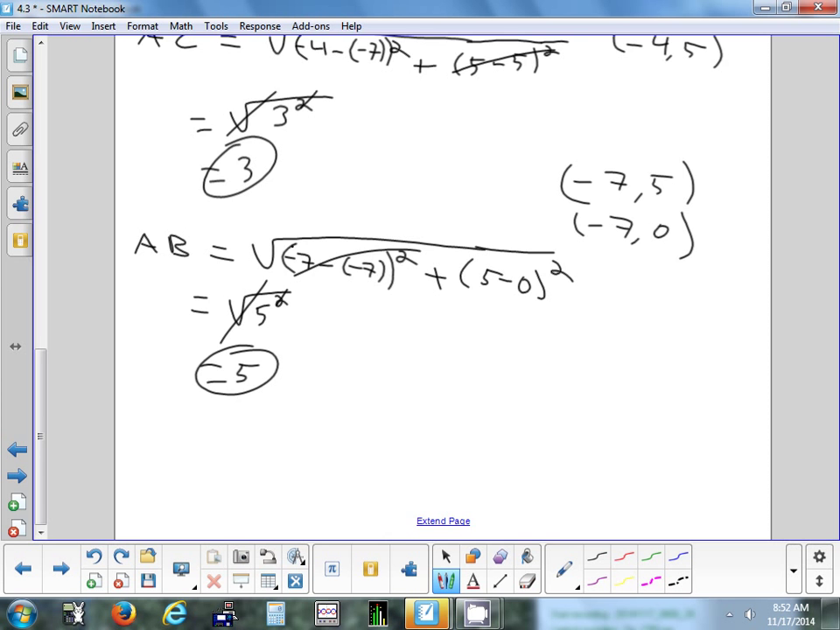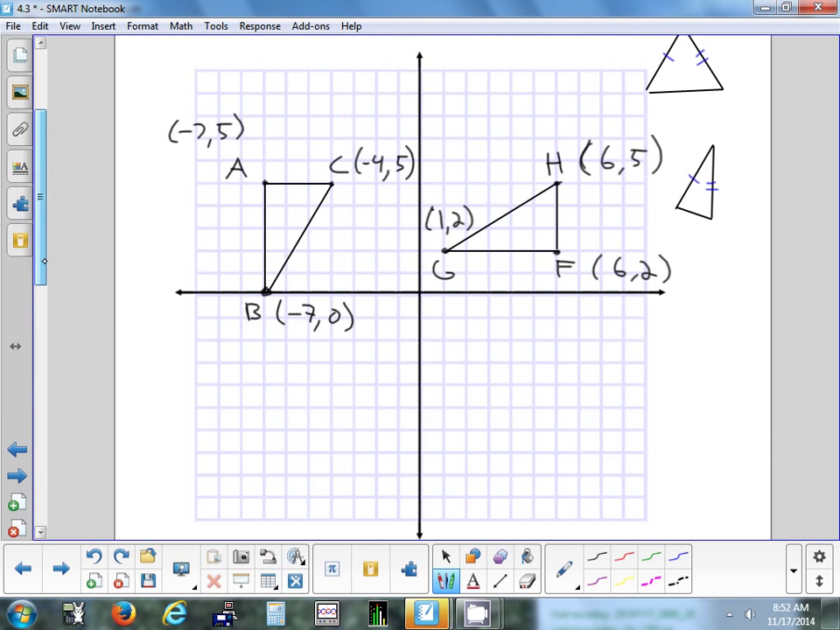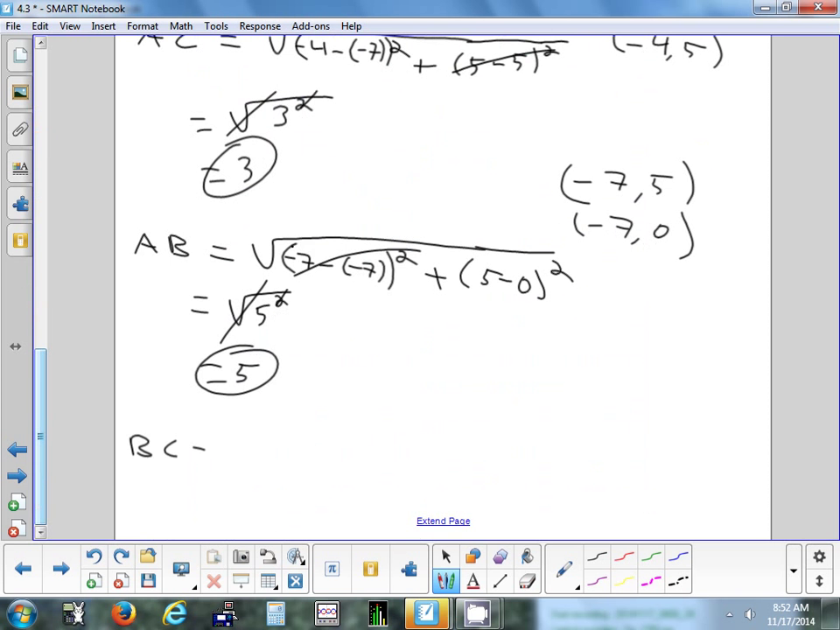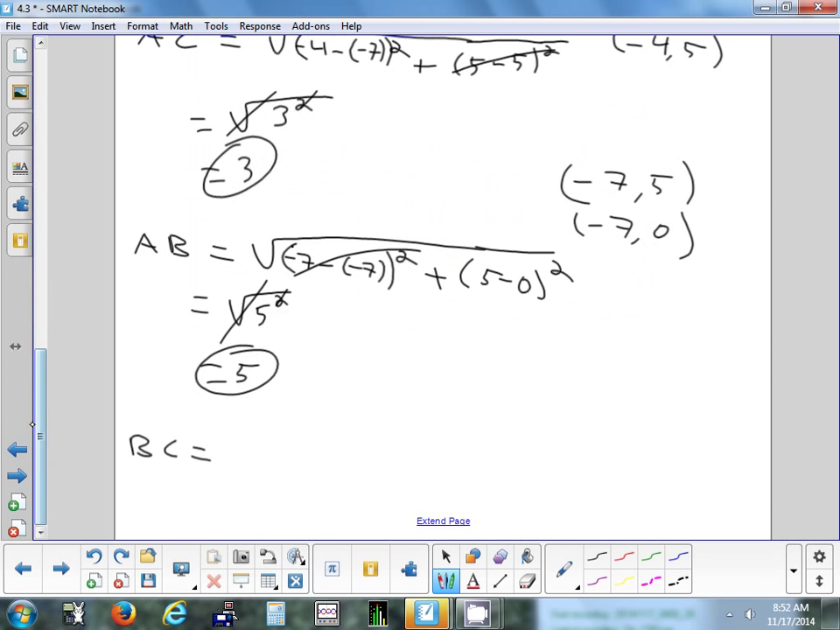All right, now let's do the one that doesn't come out quite as nice. Let's find the length of, let's see, we have AC, AB, let's do BC. Okay, so our coordinates are negative 7, 0, negative 4, 5.